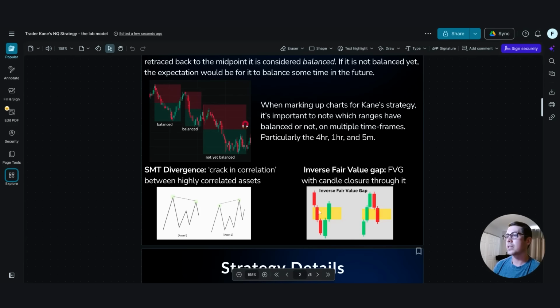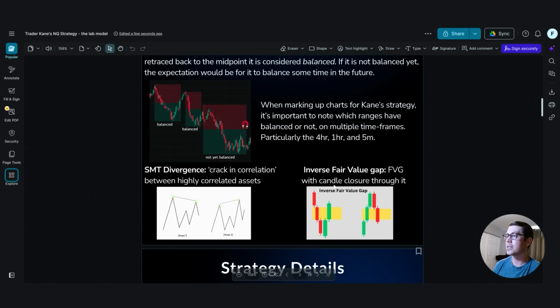A couple other things. There's not a whole lot of complications to the strategy. You're going to need some SMT divergence, which is just a price deviation between correlated assets. Again, if you aren't familiar with this, there's a whole video on quarterly theory I did a while back where you can learn a lot more about this. But it's basically between ES and NQ, where one of them makes a lower high and one of them makes a higher high, or vice versa if you're looking for a long.